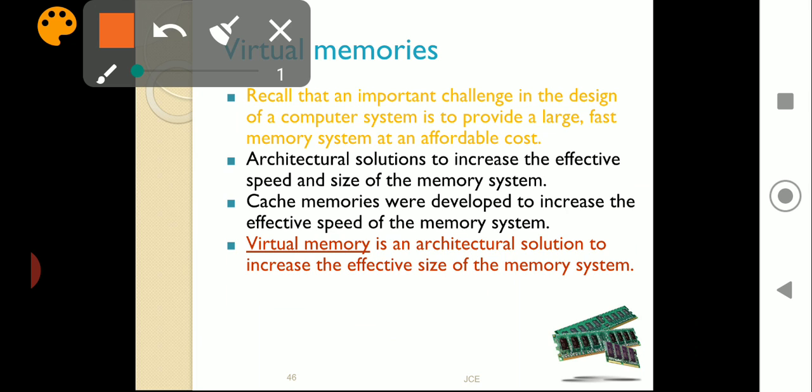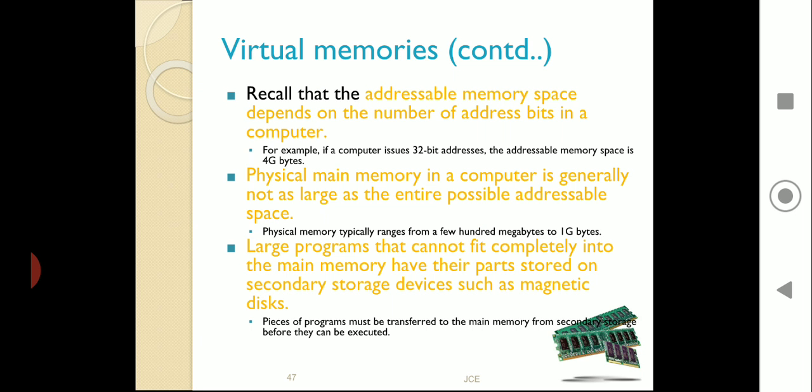This leads to a solution called virtual memory. Virtual memory is nothing but it is trying to regenerate your illusion. It is just creating an illusion so that the processor will feel that all the program is available in the main memory itself. Okay, so just observe this point here, friends.